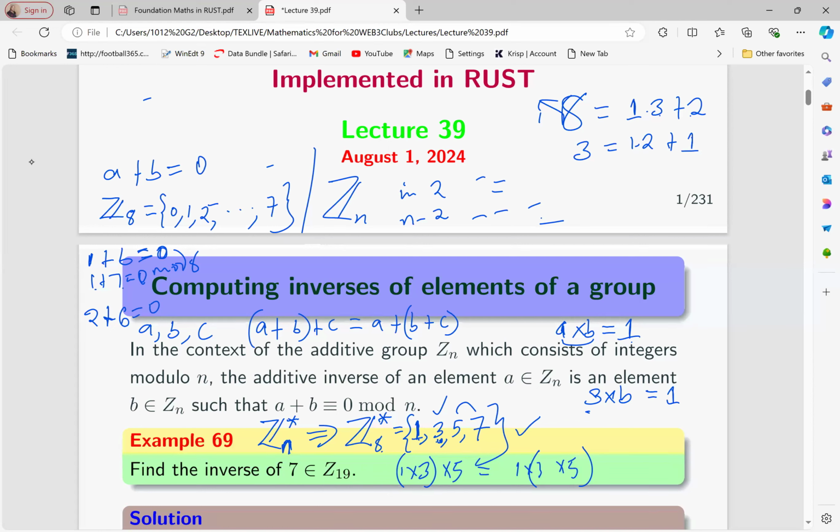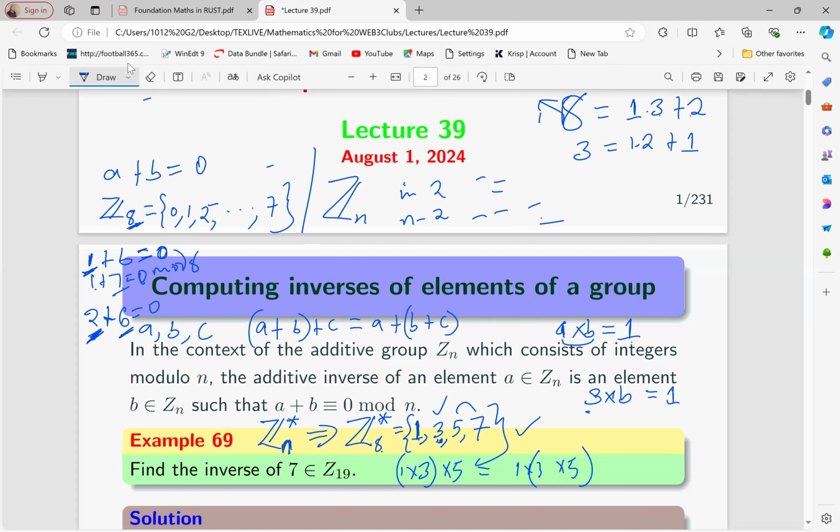So for instance, in this case, when my n was 8, and I was asked to find the inverse of 1, I took 8 minus 1, and I got that the inverse was 7. Is that okay? And in this case, when my n was 8, I took 8 minus 2 and it gave me the inverse as 6. So if the group is an additive group, it's very easy to get inverses. Just subtract the element you are considering from n.